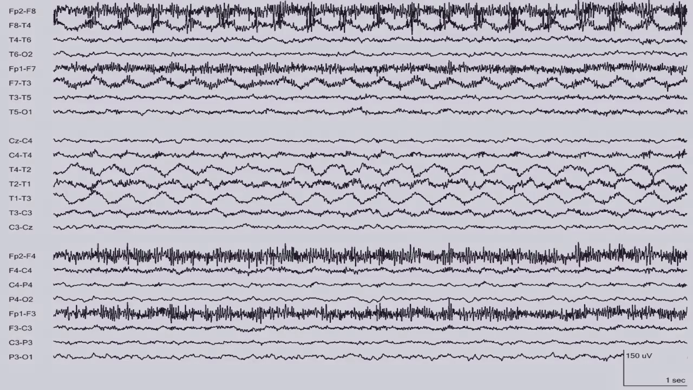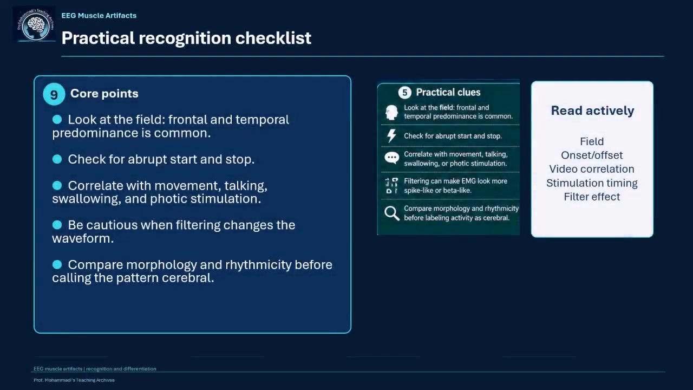A practical checklist can prevent many interpretation errors. First, look at the field. Frontal and temporal predominance is common with muscle artifact. Second, check whether the pattern starts and stops abruptly. Third, correlate the tracing with video, movement, talking, swallowing, and stimulation. Fourth, consider how filter settings may have changed the waveform. Finally, compare morphology and rhythmicity before calling the pattern cerebral.